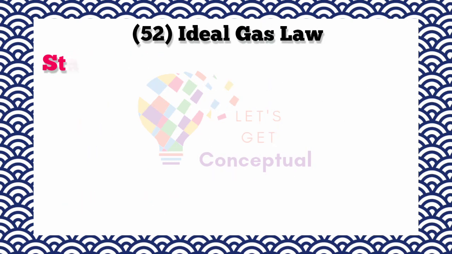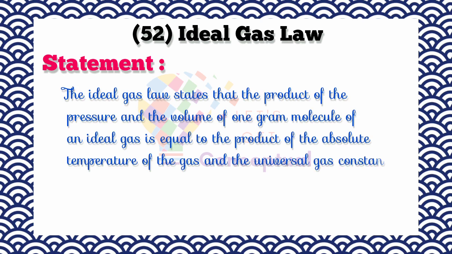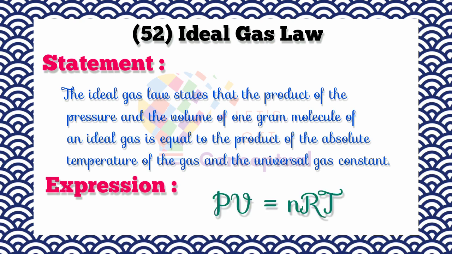Ideal gas law. Statement: The ideal gas law states that the product of pressure and volume of 1 gram molecule of an ideal gas is equal to the product of absolute temperature of the gas and the universal gas constant. Expression: PV is equal to nRT.